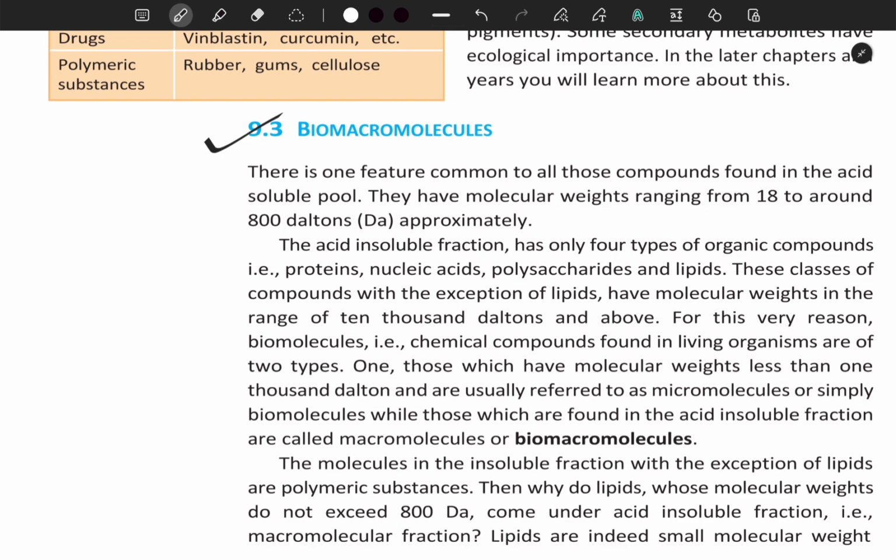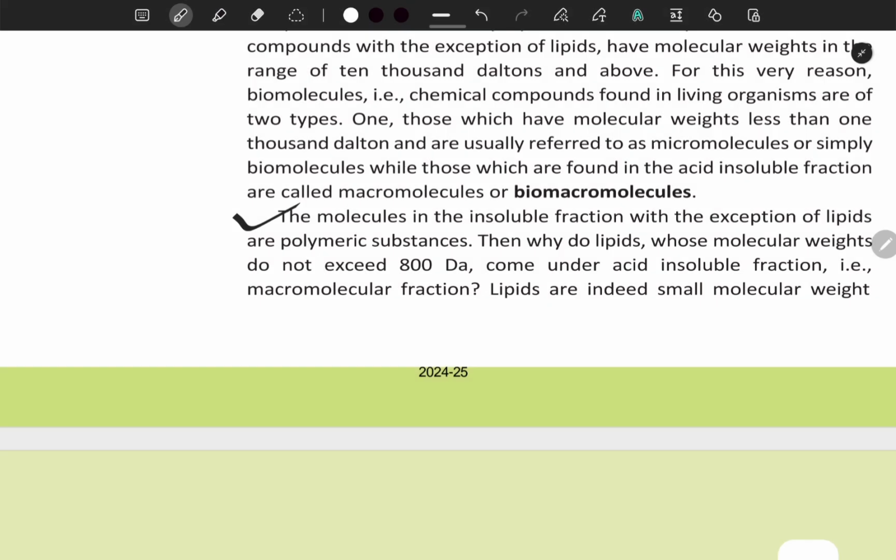For this very reason, biomolecules, that is chemical compounds found in living organisms, are of 2 types. One, those which have molecular weights less than 1000 dalton and are usually referred to as micromolecules or simply biomolecules, while those which are found in the acid insoluble fraction are called macromolecules or biomacromolecules. The molecules in the insoluble fraction, with the exception of lipids, are polymeric substances.